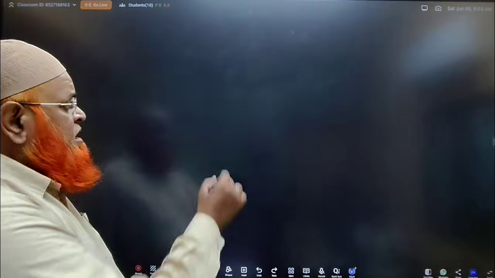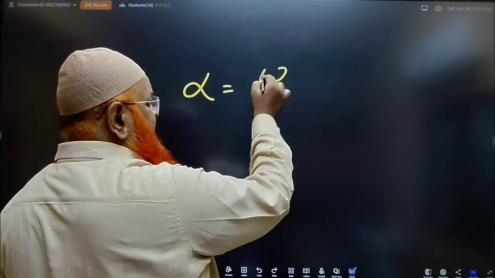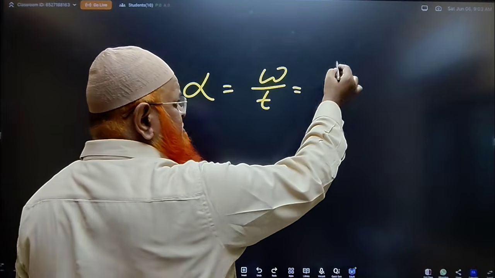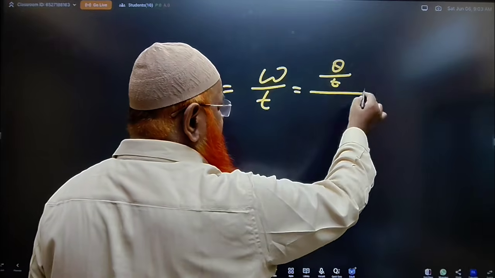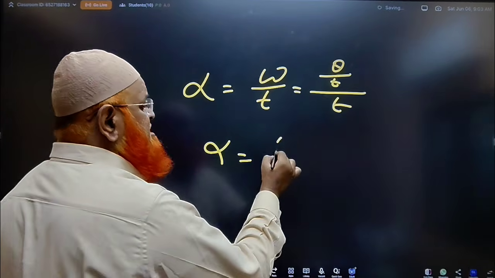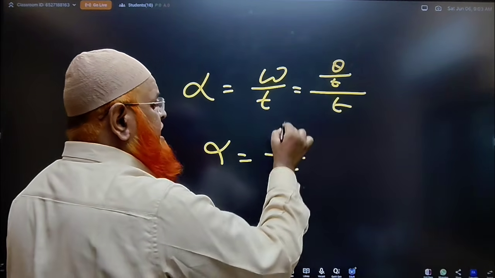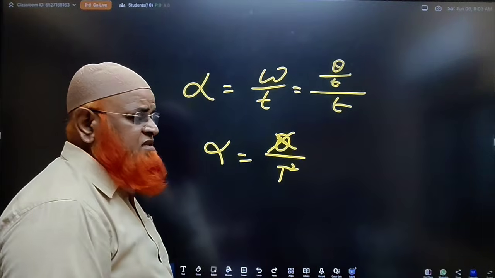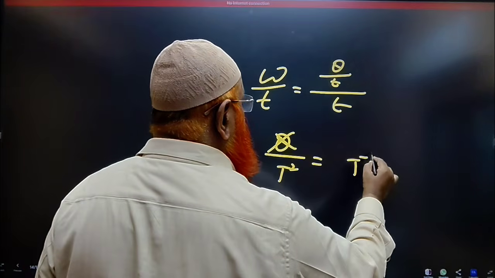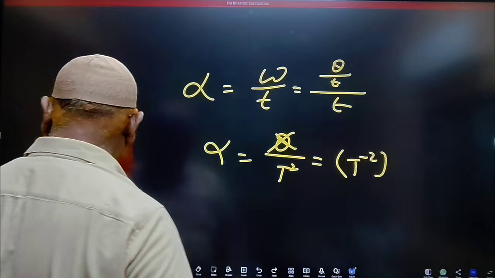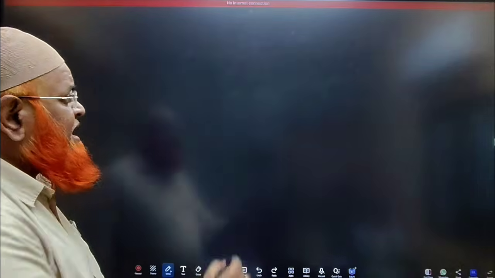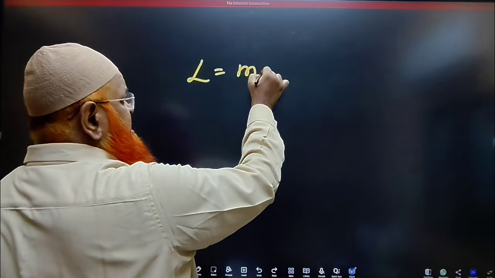Angular acceleration. So angular acceleration is nothing but angular velocity by time. Angular velocity is nothing but angular displacement by time. So alpha is nothing but theta by t square. For theta, for angle, there is no dimension, so the dimension is nothing but t power minus 2.